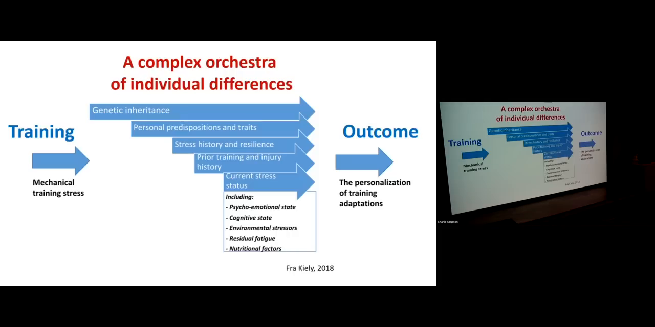But in reality, there are so many different issues at an individual level, the genetic aspects, predisposition and state traits, stress history, prior training, current stress, that serve as filters for whatever training program you're doing, where the outcome can be quite different at the individual level.